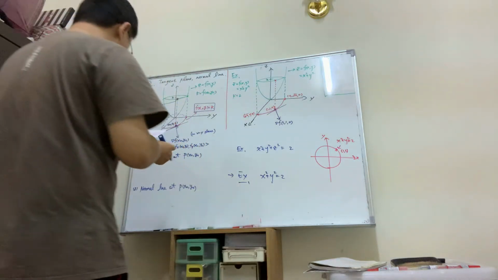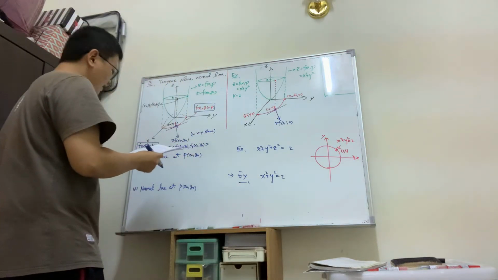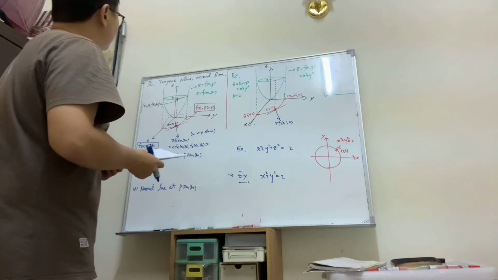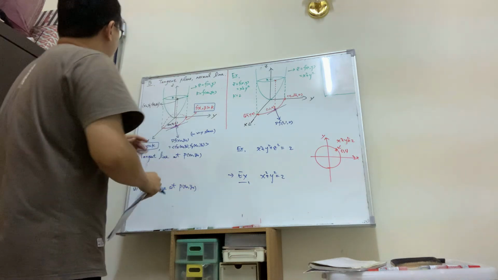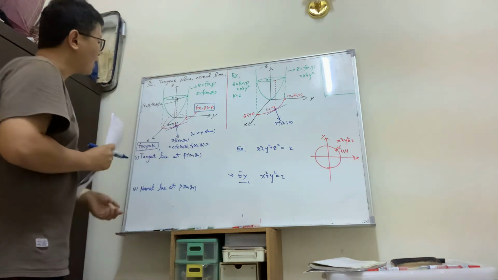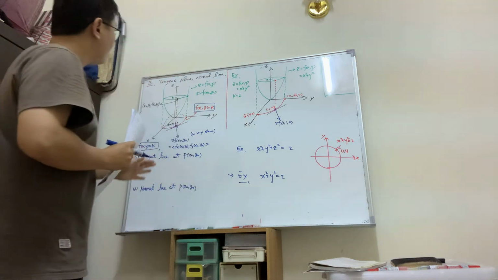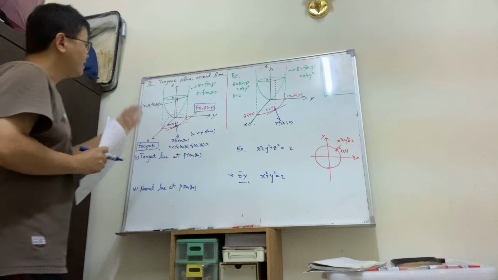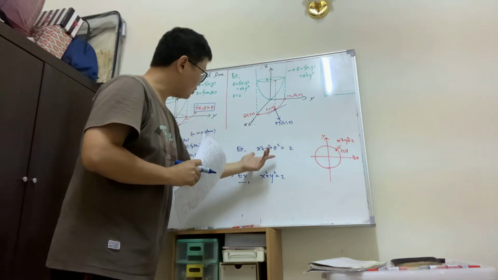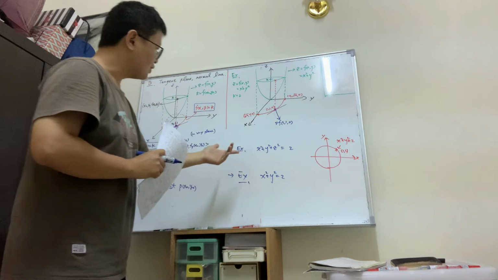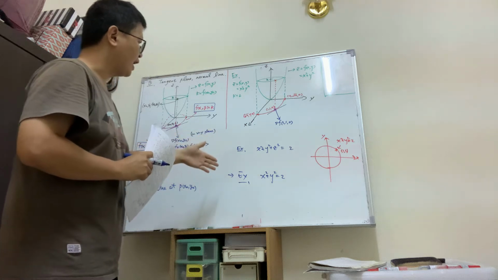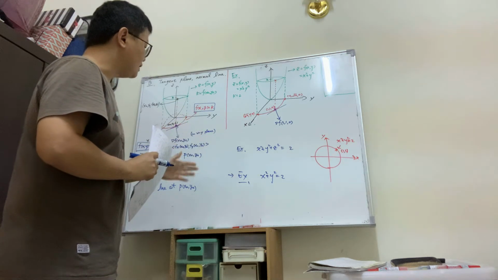Okay, so now let's talk about the second part in section 11.6. It's about the tangent plane and the normal line. Our goal is to find the tangent plane and the normal line for this function at some point.